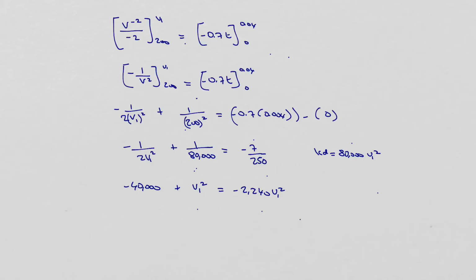Well, that gives me 2,241 v1 squared is equal to 40,000. So v1 squared is equal to 17.849. And therefore, if I get the square root, I get v1 is equal to 4.225.